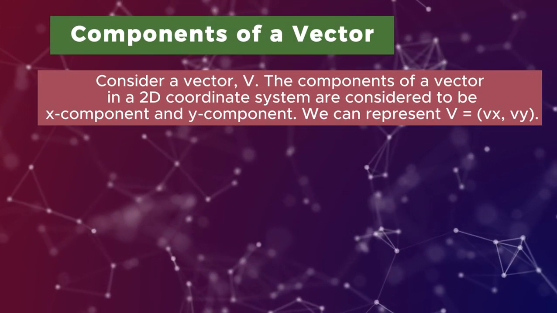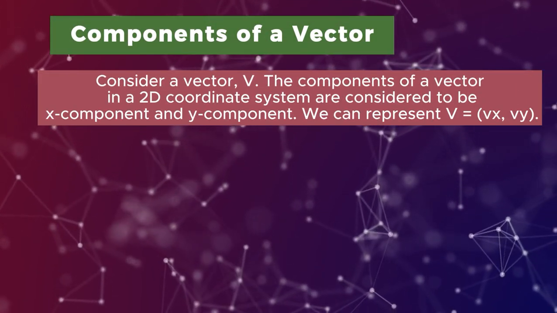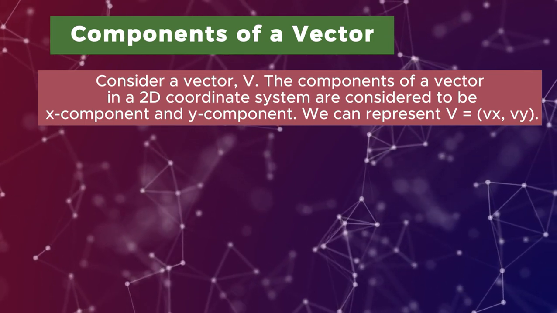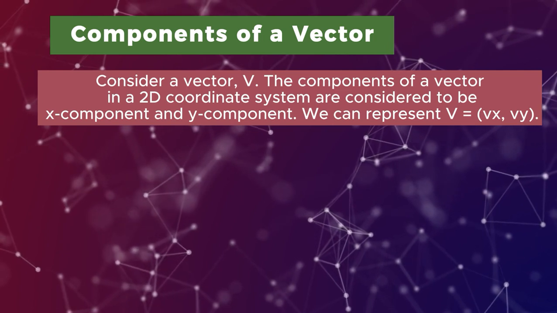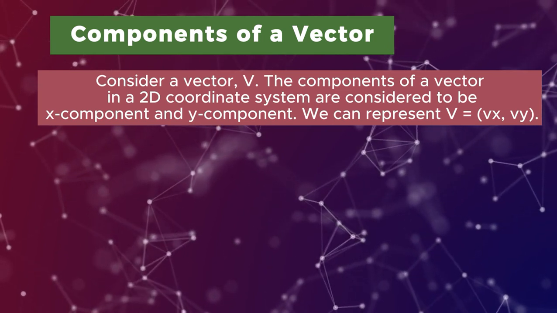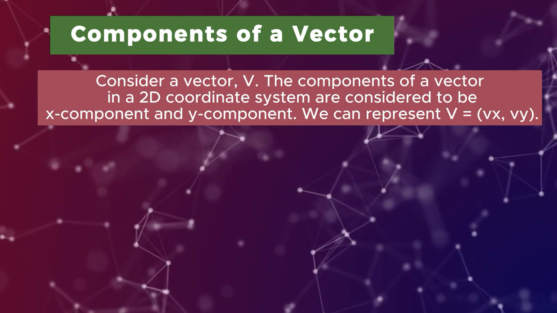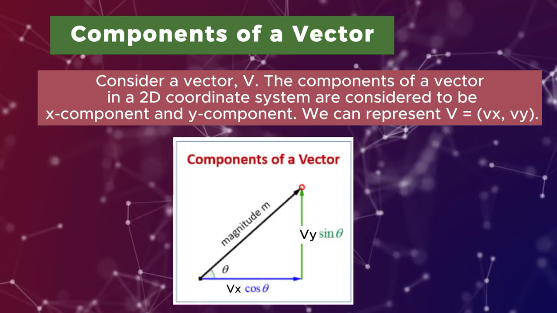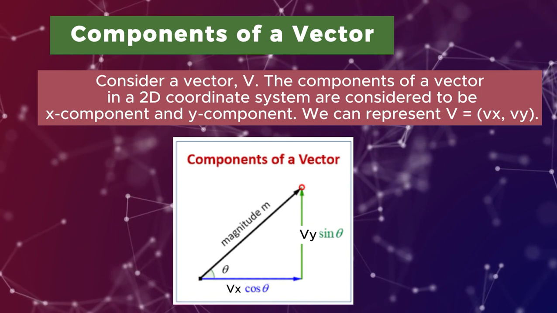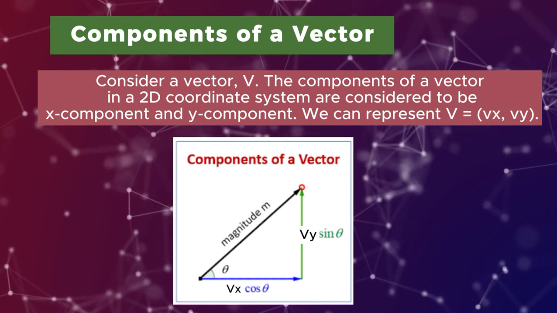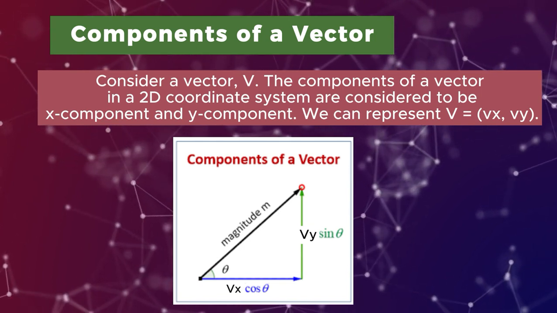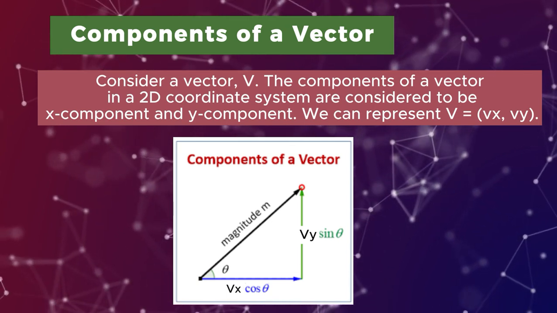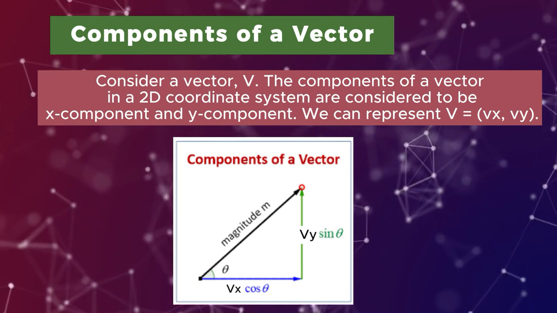Consider a vector v. The components of a vector in a 2D coordinate system are considered to be x component and y component. Let theta be the angle formed between the vector v and the x component of the vector. The vector v and its x component, vx, form a right-angled triangle if we draw a line parallel to the y component, vy. The horizontal component vx equals v cos theta. The vertical component vy equals v sin theta.